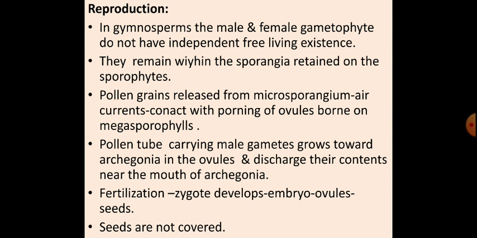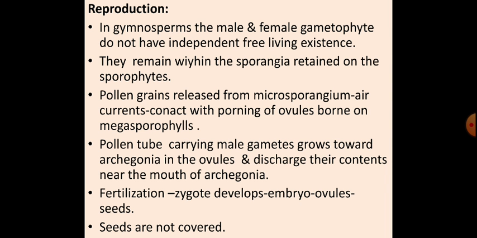Once the pollen grain germinates, it will form a tube-like structure. That is called as pollen tube. These pollen tubes carry the male gamete. Pollen grain is the male sex organ. They go and deposit upon the archegonia, female sex organ, and germinate there.